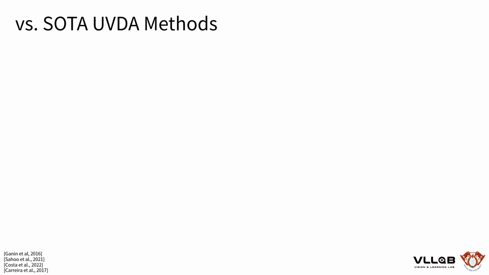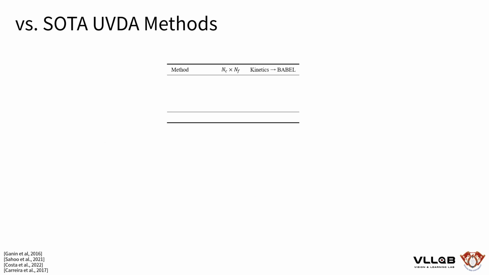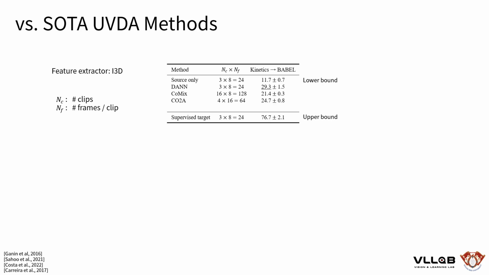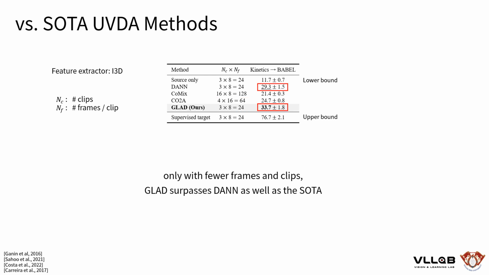Let me show you the performance of our model. Note that we use I3D in this case. Source only and target only mean the lower and upper bounds the model can achieve, then existing methods. This is ours. Even with fewer frames and clips, GLAD surpasses DNN as well as the SOTA.